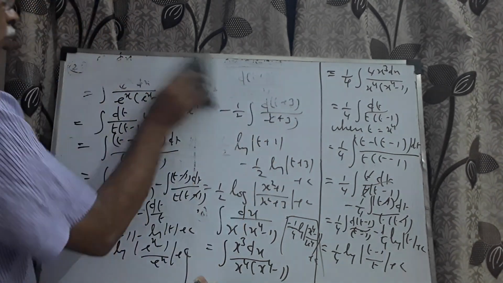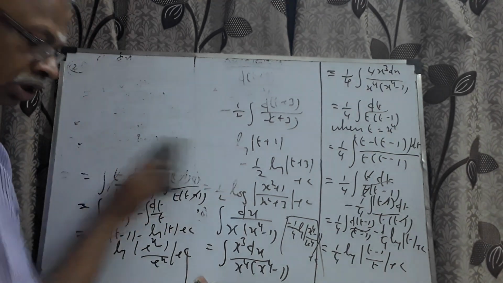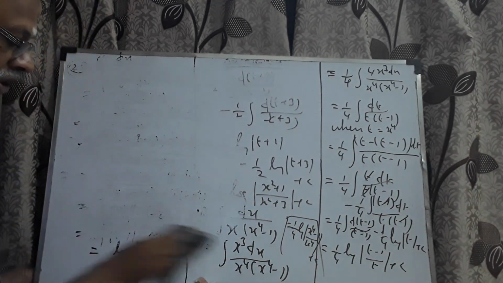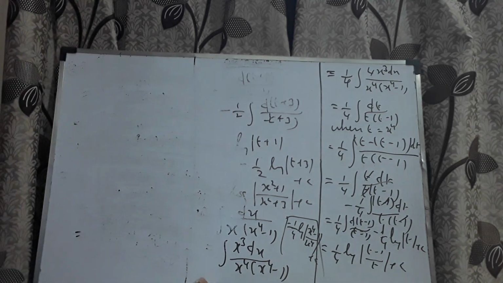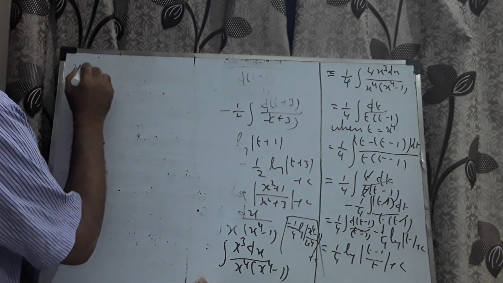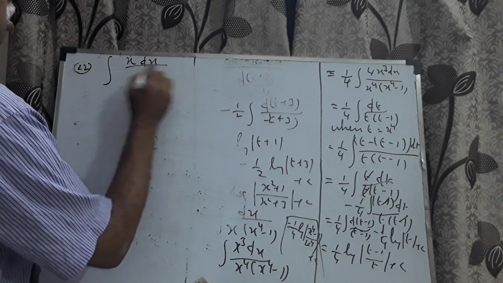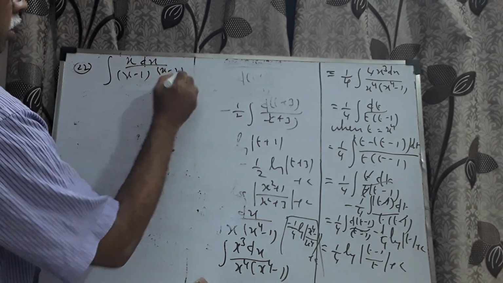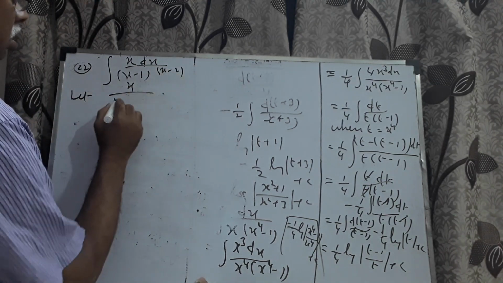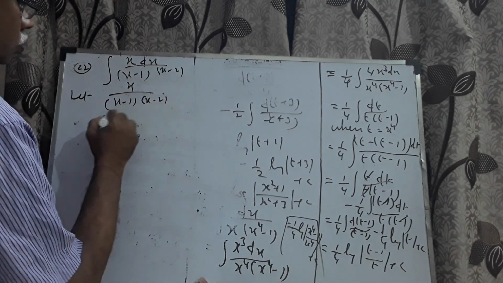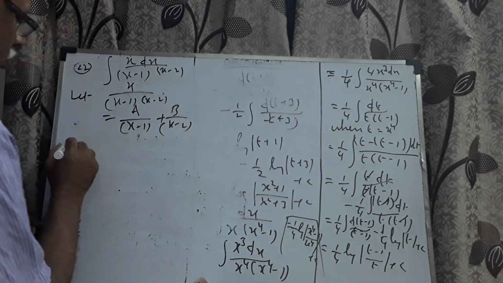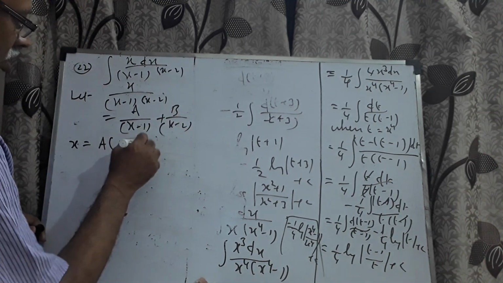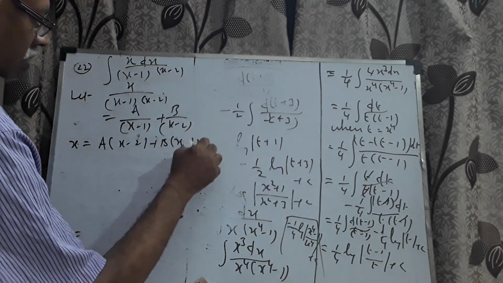Okay, next, for the 22nd problem, it is integral x dx by x minus 1 and x minus 2. That is the next problem. Integral x dx by x minus 1 into x minus 2. Let x by x minus 1 into x minus 2 be equal to a by x minus 1 plus b by x minus 2. Therefore x is equal to a into x minus 2 plus b into x minus 1.